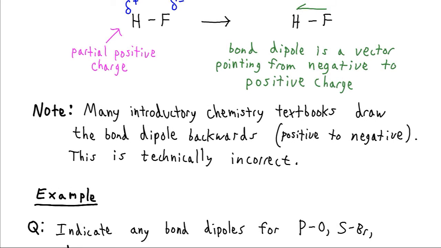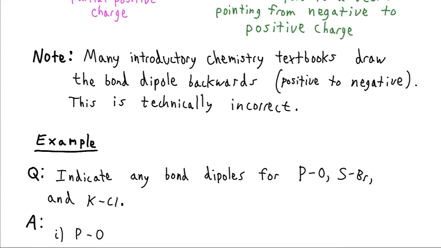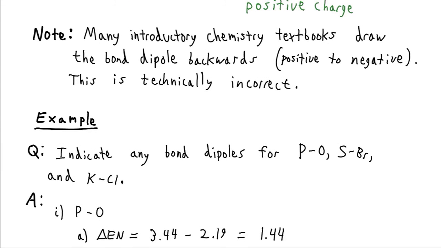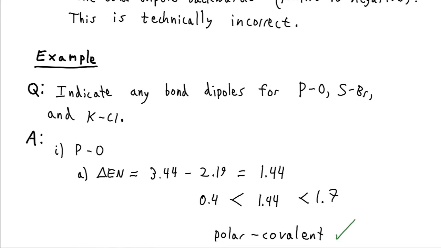So as an example of this, let's consider the bond dipoles between phosphorus and oxygen, sulfur and bromine, potassium and chlorine. So start with the phosphorus and the oxygen. The first thing that we need to do is we need to determine whether or not we have a polar or an ionic bond, because that's the only case where we have a bond dipole. So we take the difference in the electronegativity of the phosphorus and the oxygen, get 1.44. So that's going to be in the polar covalent region.